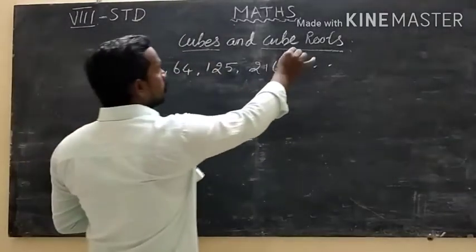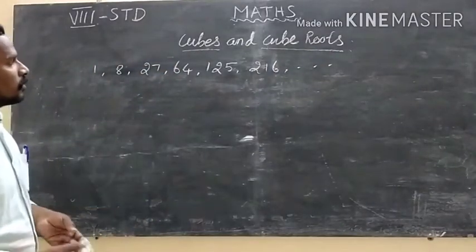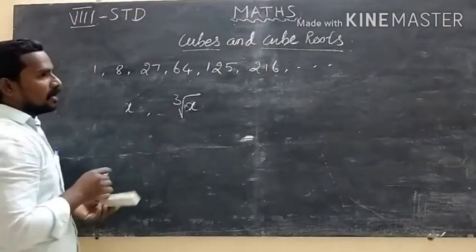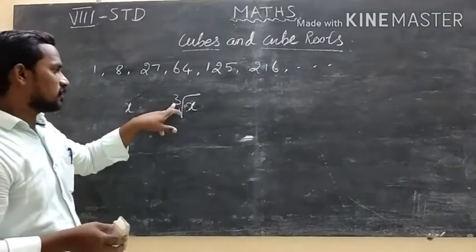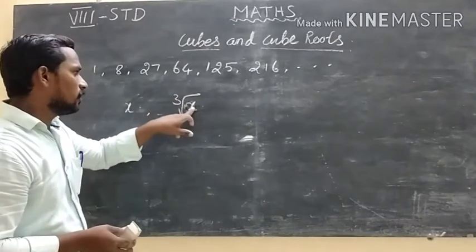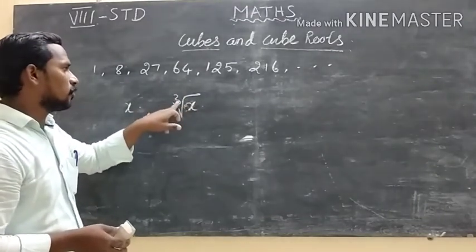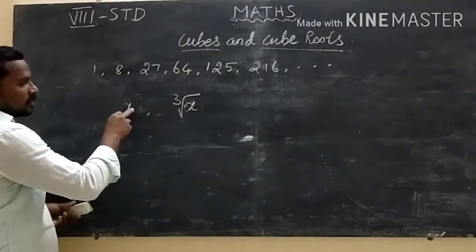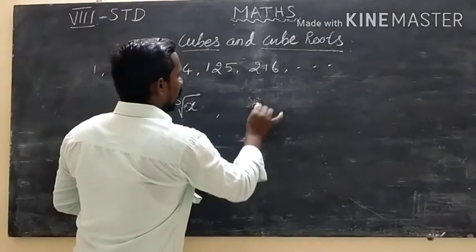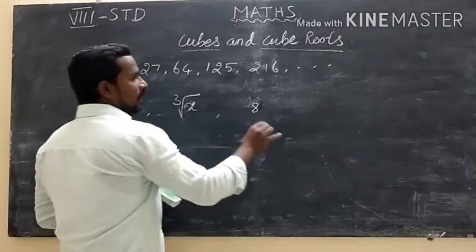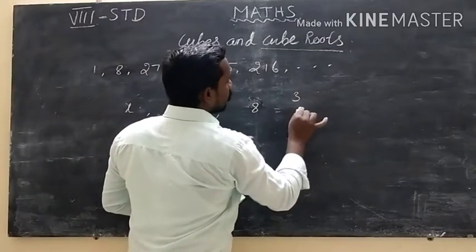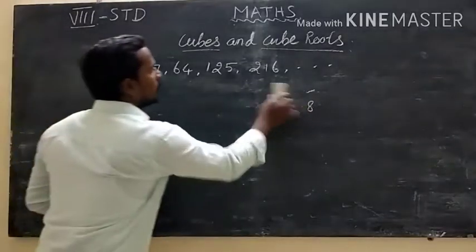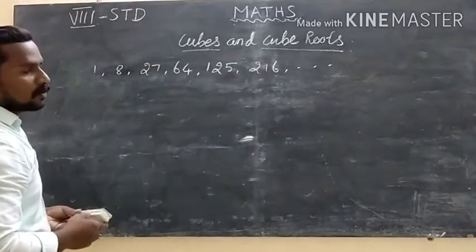Then cube root. The inverse form of cube is cube root. A number x is denoted by the cube root of x, written with this symbol. So if the number is 8, the cube root of 8 can be written as cube root of 8. This is a cube root. As I already told you, the cube root is the inverse form of cubes.